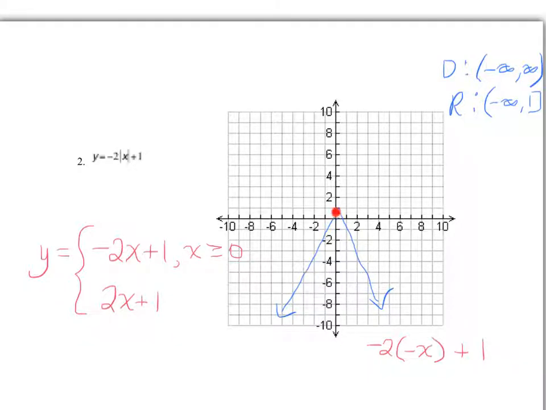So then does the other one make sense? 2x plus 1. So I'll go to 1 and then up 2 over 1. Does that look like this line here? Yeah. If we were to continue that, up 2 over 1. So that's going to be when x is less than 0.